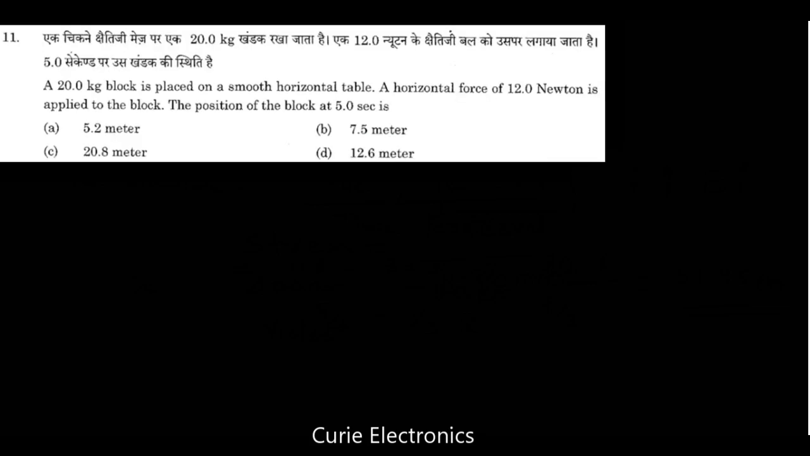Next question. A 20 kg block is placed on a smooth horizontal table. A horizontal force of 12 Newton is applied to the block. The position of the block at 5 seconds is... So we have a stationary block on a smooth surface, and it has got a mass, and we are applying a force, and the position is changing.